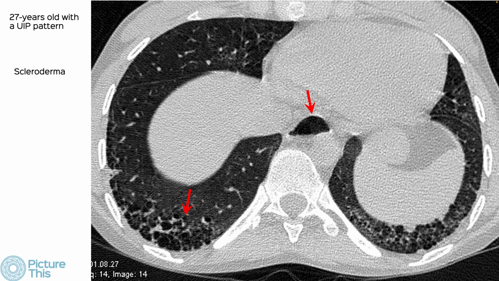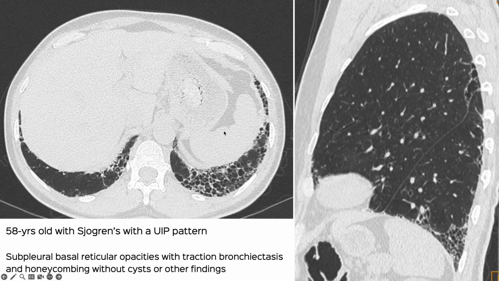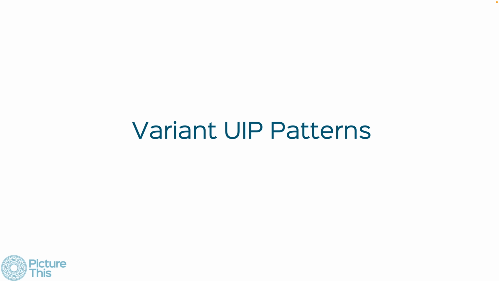This patient has scleroderma, and we have honeycombing, subpleural basal predominance, reticular opacity, sharp margins, esophageal dilatation, nothing else. And this is classic scleroderma UIP. This patient has Sjogren's, so a little asymmetric, but subpleural basal predominance, honeycombing, sharp margins here, and almost a straight edge, nothing else. And this is Sjogren's with a UIP pattern.